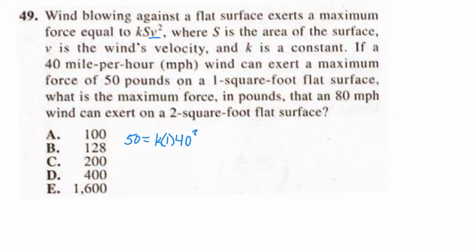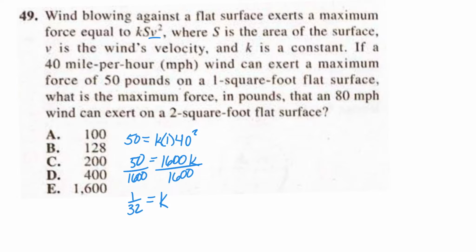So obviously 1 times K is K. 40 squared is 1600. So what we end up with is 1600 K equals 50. And then we're going to divide 50 by that 1600. And what we get is 1 over 32. So the constant value is 1 over 32.